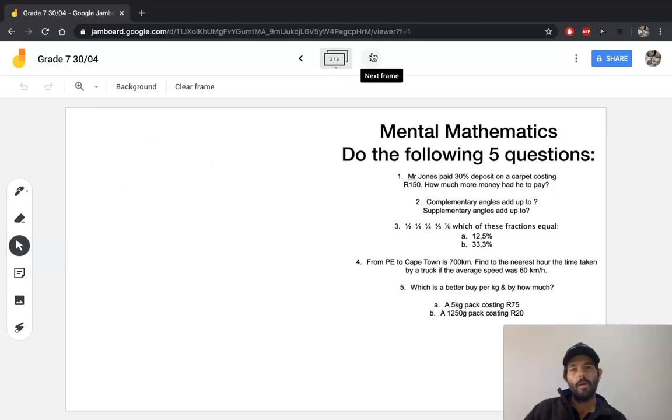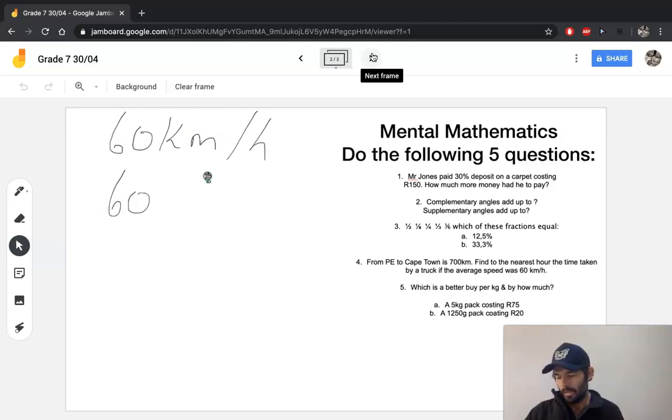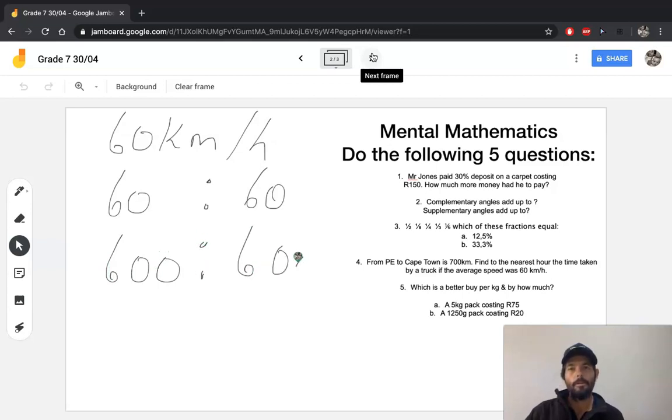Find, to the nearest hour, the time taken by a truck if the average speed was 60 kilometers in an hour. So 60 kilometers in an hour, which is 60 kilometers in 60 minutes. I need to find out 700 kilometers. The first thing I'm going to do is say, from 60 to 600 is multiplied by 10. So that means I can do 600 kilometers in 600 minutes.